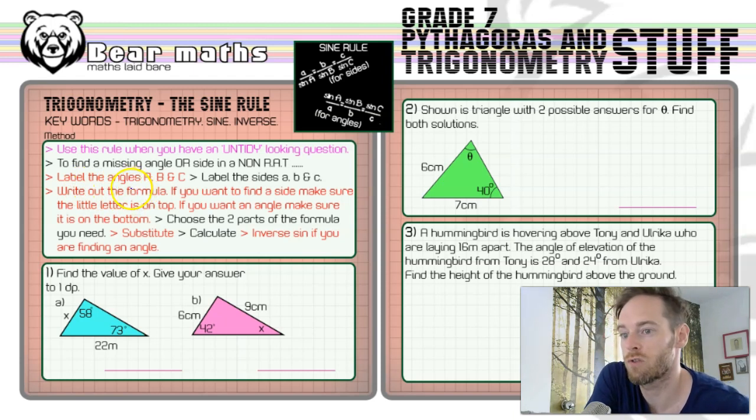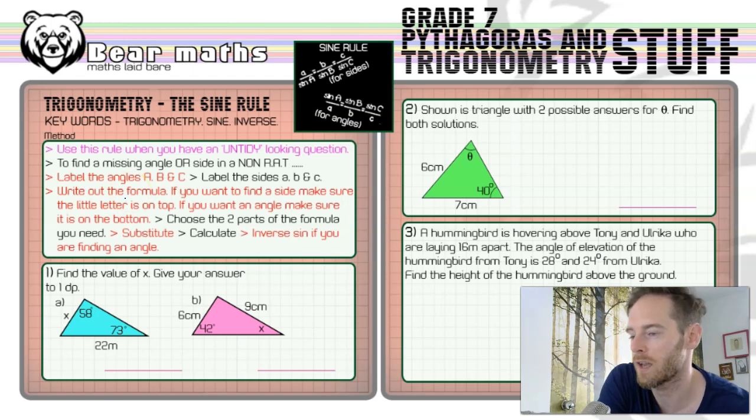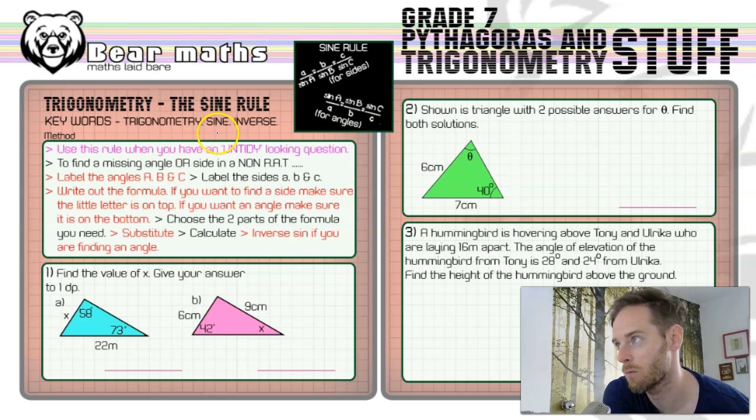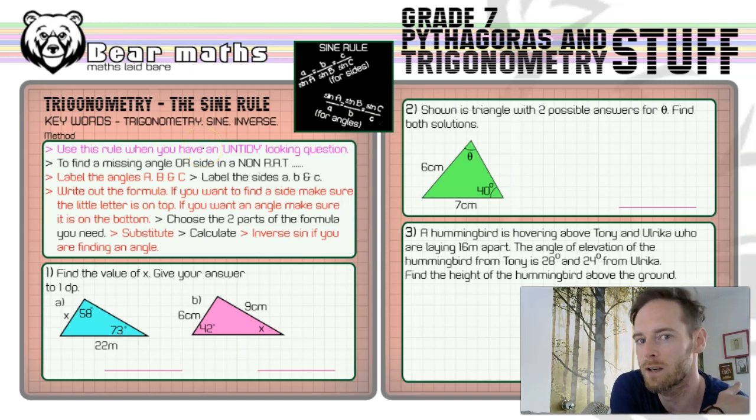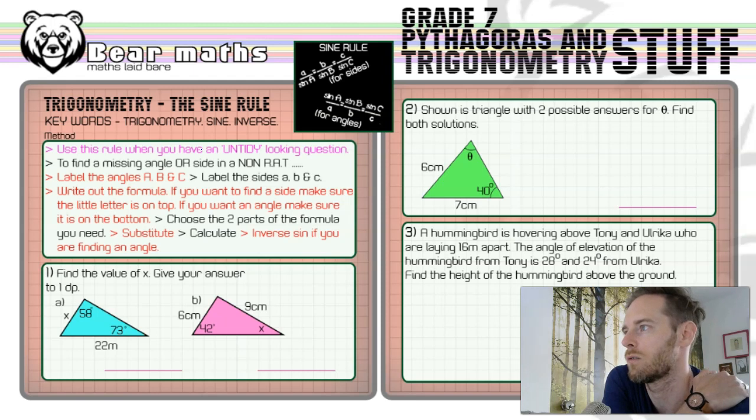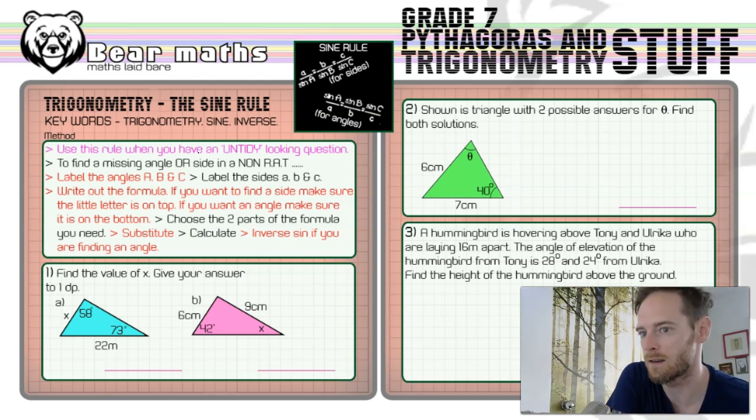Trigonometry, I mentioned in the trigonometry video, is the branch of mathematics that allows you to find missing side lengths and angles using sine, cos or tan. Sine is the one that we're using in the sine rule, funnily enough, and inverse means to undo, and that's what you do when you find angles. You inverse the trig ratio to get the angle in the end.